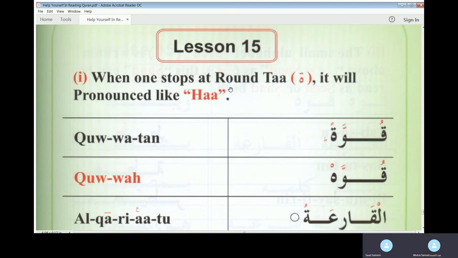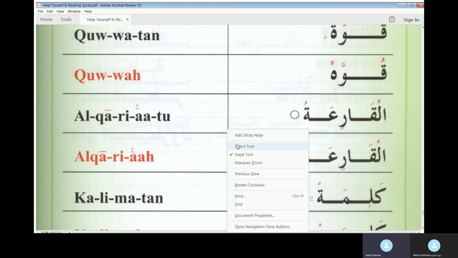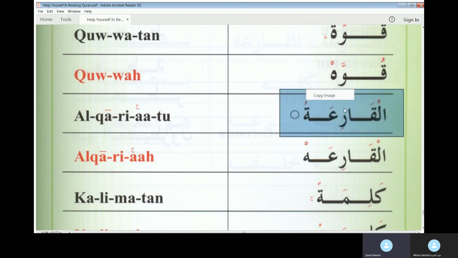When one stops at the round ta, it will be pronounced like ha. On a normal occasion we say kuwatan, but when this word is at the end of a sentence and we stop here, I will say kuwah. This ta will change to ha. Then, on a normal occasion we say al-qari'atu, but when we stop here, I will say al-qari'ah. On a normal occasion I say kalimatan, but when we stop here, I will say kalimah.